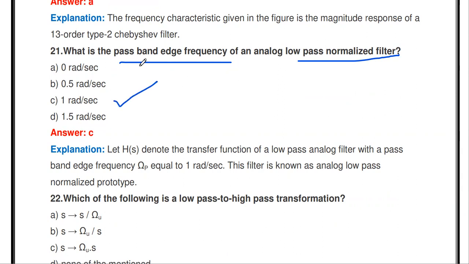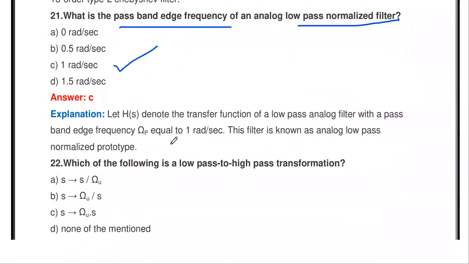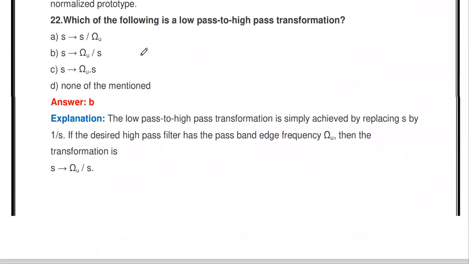So the pass band edge frequency of a normalized filter is 1 radian per second. Then the next question: which of the following is a low pass to high pass transformation?